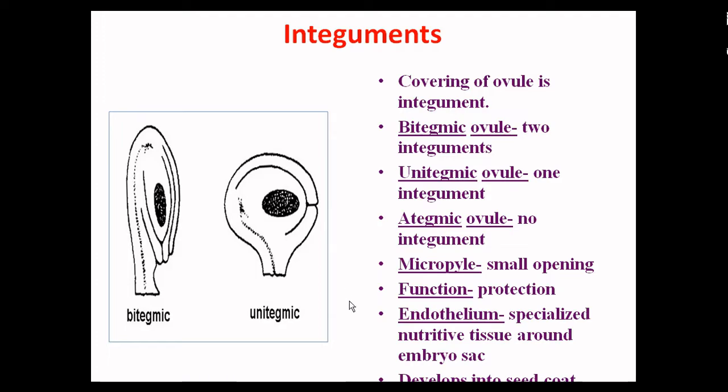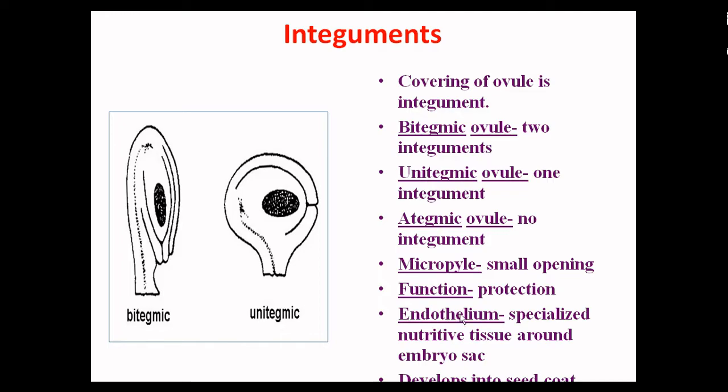In members of Olacaceae, the ovules are without integument. So such ovules are called ategmic ovules. The integuments basically cover the whole body of the ovule, leaving a small opening which is called the micropyle, and this micropyle is located at the apex of the ovule. The function of integuments is to provide protection.